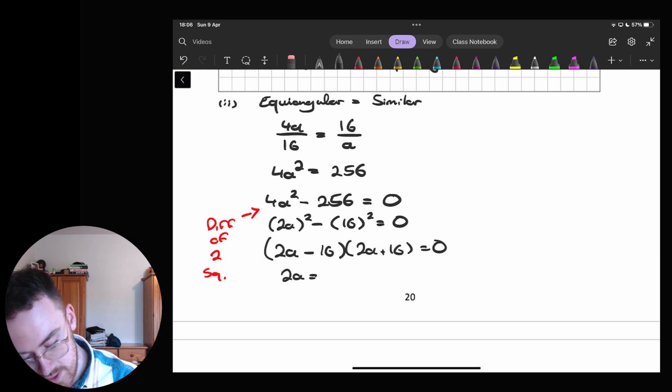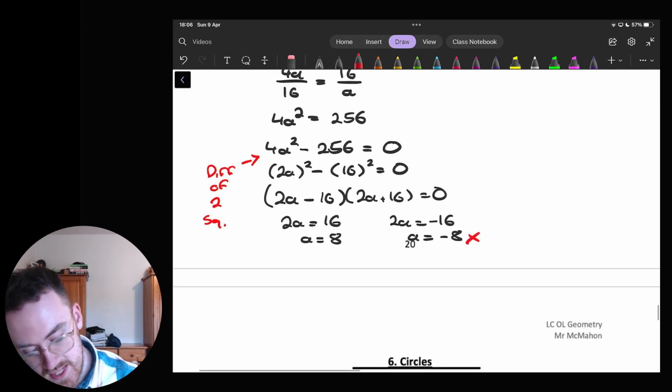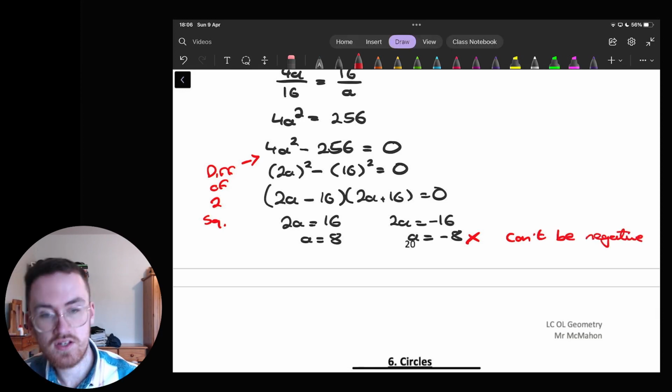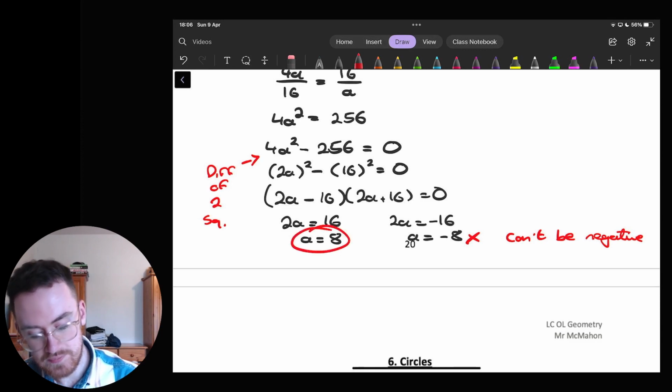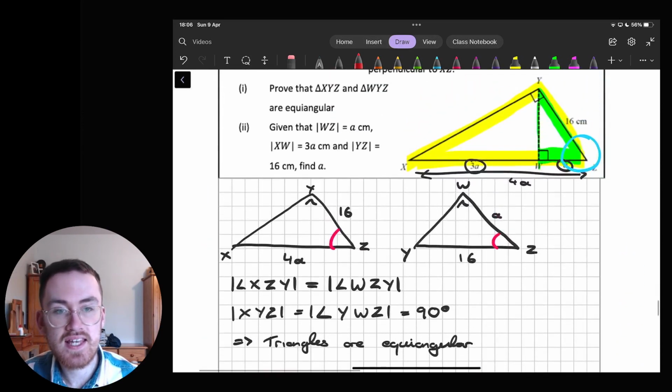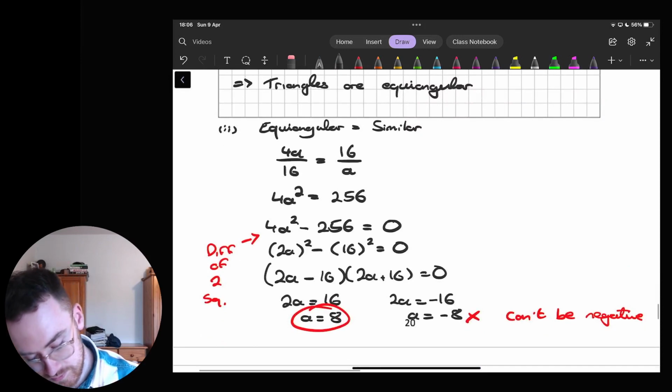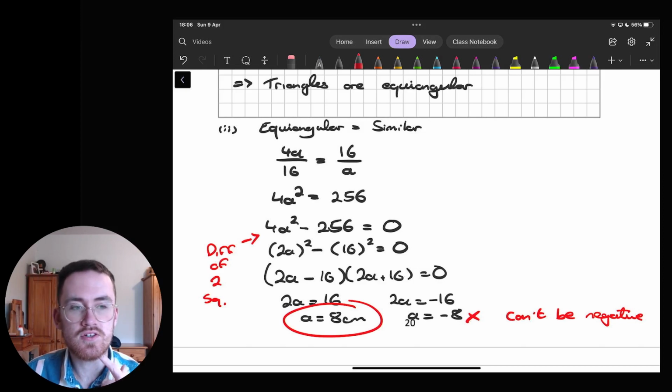So 2A is equal to 16, which means A is equal to 8, or 2A is minus 16, which would mean that A is minus 8. But A cannot be minus 8 because A is the length of a side. So we can't have a negative length for a side. So that means that A must be 8 centimeters. Making sure that we include our units there to get ourselves full marks. So A must be 8 centimeters.